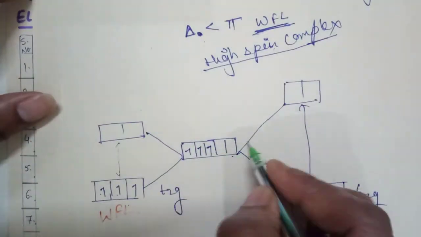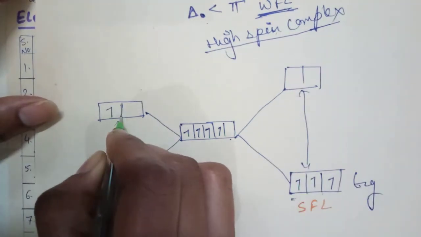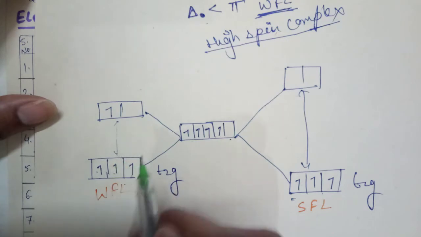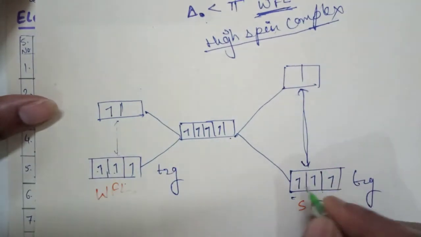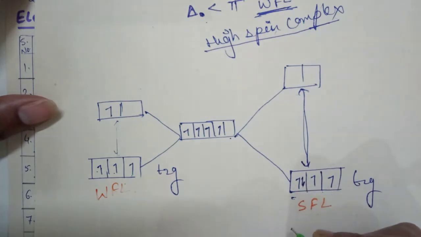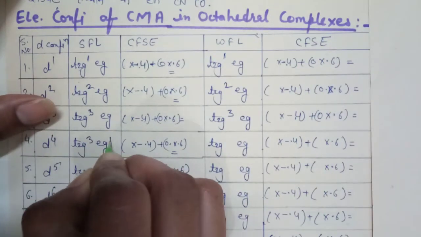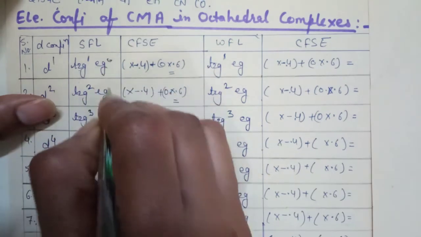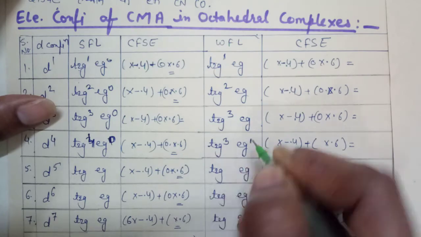Now the fourth electron. In weak field ligands, the fourth electron will be filled in the higher energy eg orbitals, because the splitting energy is much less. While in strong field ligands, delta O is very high, so electrons will be paired in the t2g orbitals. So now this is changed. For d4, in strong field it is t2g4 and eg0, while in weak field ligands it will be t2g3 and eg1.